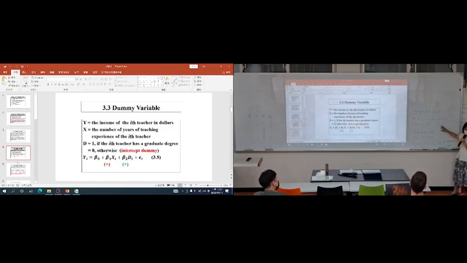How do we interpret the meaning of the beta 1 here? One more year of teaching experience, the salary will increase by beta 1. Right? And how do you interpret this beta 2?